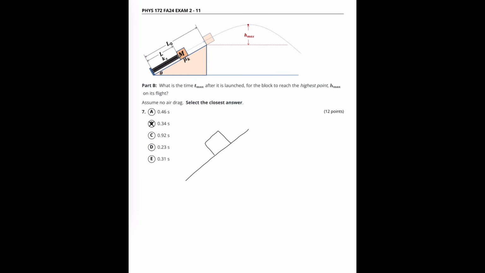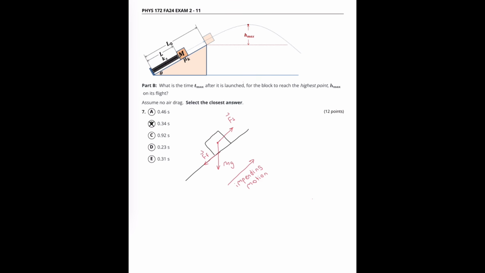From the center of mass, we have gravity acting downward, mg. We have our spring force acting to the right. Our impending motion is to the right. And since we know there's friction, the frictional force will oppose our impending motion, so it will go to the left.